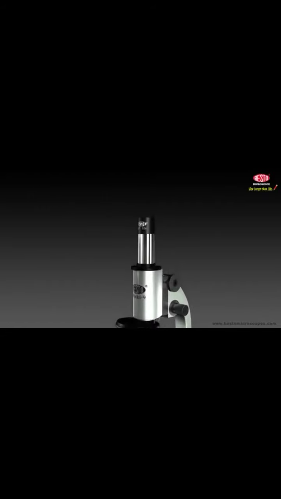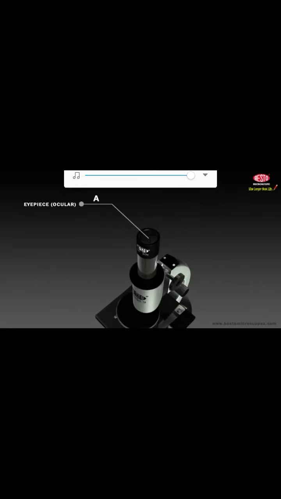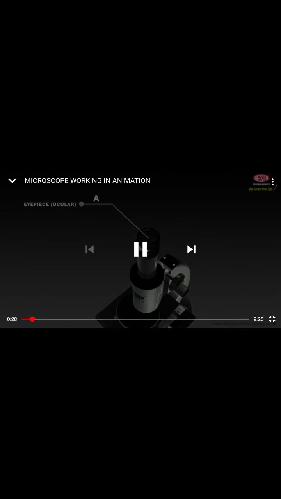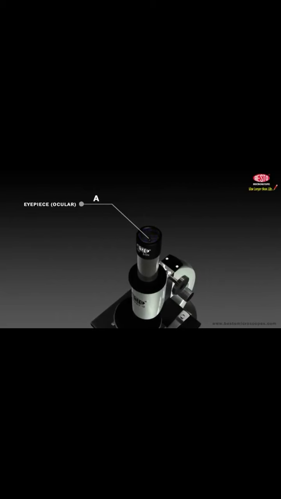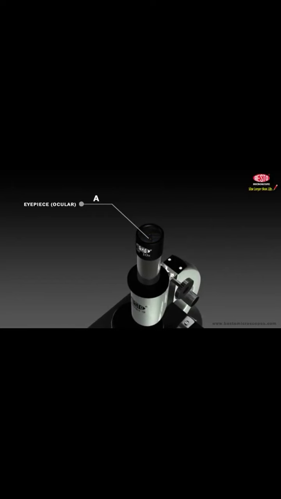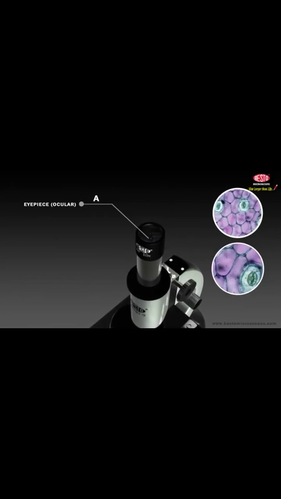Ocular is the part of the microscope closest to your eyes, through which you look. It contains the ocular lens, which makes the image produced by the objective lenses larger. An eyepiece may be labeled with its magnification, for example, 5x or 10x, meaning it enlarges 5 times or 10 times.